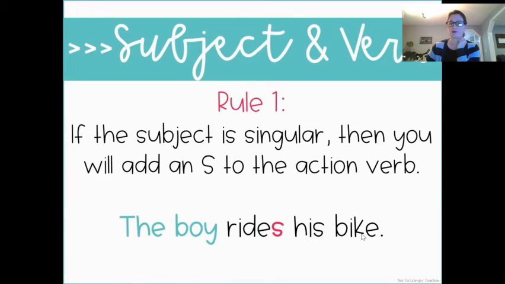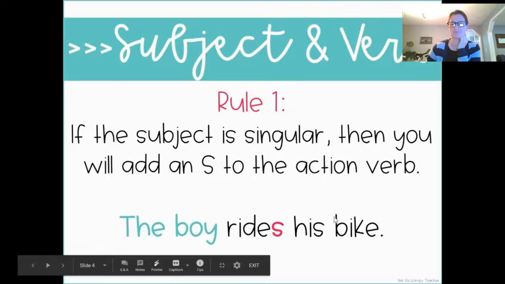We don't say the boy ride his bike. Now, it doesn't sound right. The subject and the verb don't agree. To agree, if it's a singular subject, we need to add an S onto the action verb.